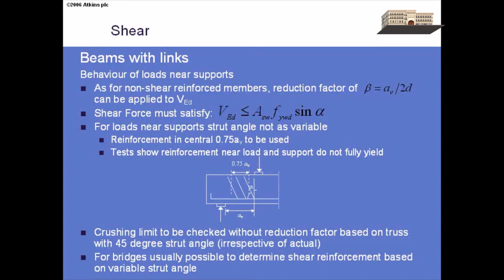The reason you have to consider a length of 0.75 AV instead of the full length of AV is simply because test results show that the links nearest the support and nearest the load don't participate in the mechanism. They don't get strained at all. It's only the ones in the middle 3/4 that actually get loaded. As I say, generally it should be simple enough just to ignore this short shear span behaviour and use the variable angle truss model irrespective of where the loads are.